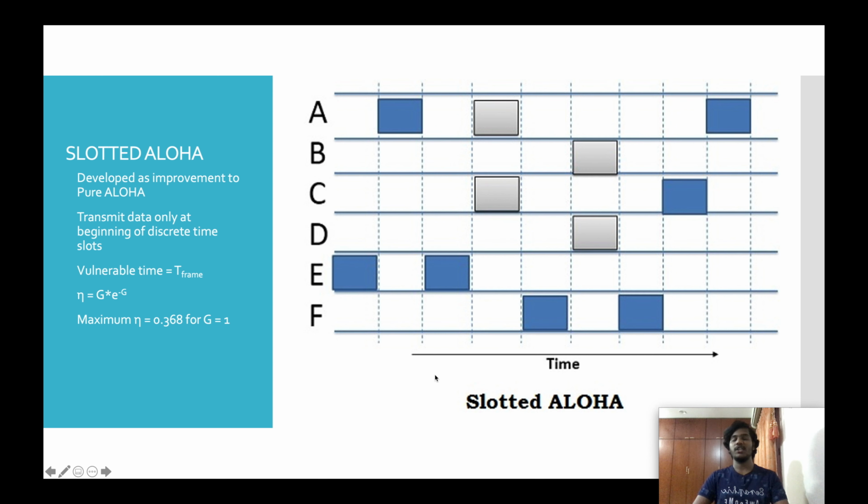Slotted ALOHA is just pure ALOHA, but with discrete time intervals, which improves the efficiency by twice, right? Now this is the main concept of ALOHA, pure ALOHA and slotted ALOHA.